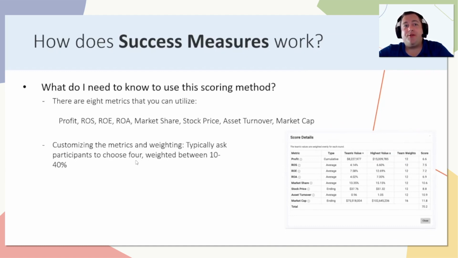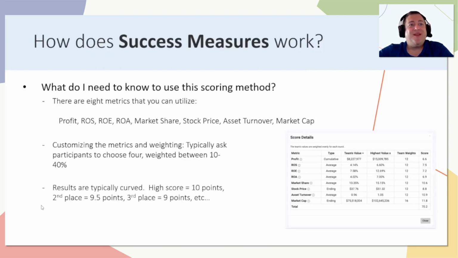So if I have them choose at least 4 metrics and I give them some guidelines, don't weight anything less than 10%, don't weight anything more than 40%, it really makes gaming the simulation impossible, and it keeps the focus on learning, which is where I always want to keep things. Now, just like the other scoring methods, results are typically curved.